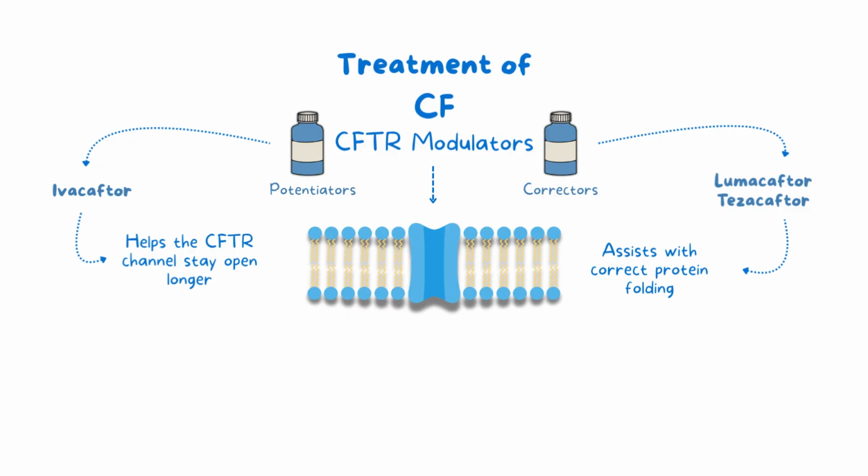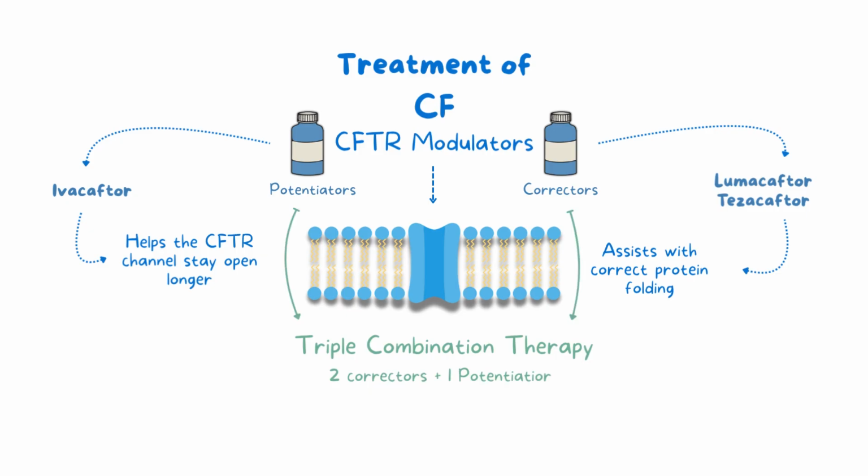The most powerful approach, however, is triple combination therapy, which is when you use two correctors together with one potentiator to increase both the amount of CFTR protein and to keep it open longer.